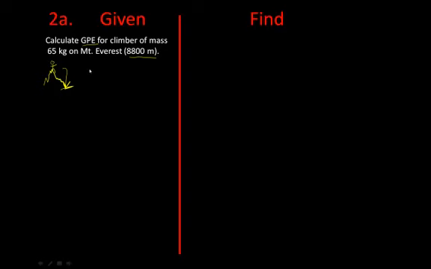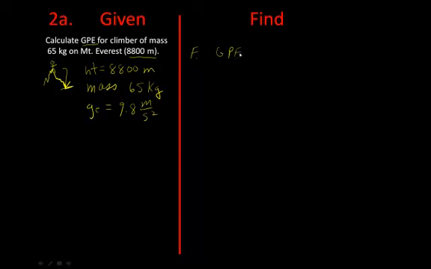We were given a height equal to 8,800 meters, and since it's in meters already, we don't need to translate it. We know we have a mass, and that is 65 kilograms. We know that the acceleration due to gravity on Earth, maybe sometimes put a little E down there to remember that we're on Earth, is 9.8 meters per second squared. So we've got all these values, and what is it we want to find? Find GPE, gravitational potential energy.